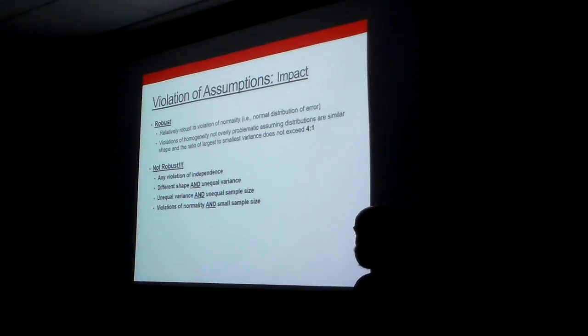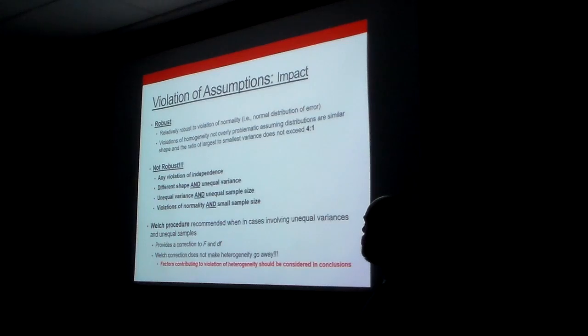Violations of normality and small sample sizes, right? I'm measuring cocaine use and opiate use, with 10 or 12 people in each of those groups, and my observed scores are crazy skewed. That's going to be problematic, right? Because my distribution of sample means is not going to be normal. I violated normality, and so that starts to have impact on my inference, okay?